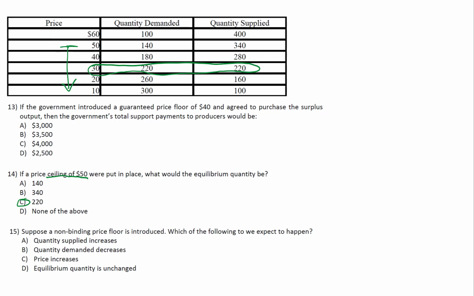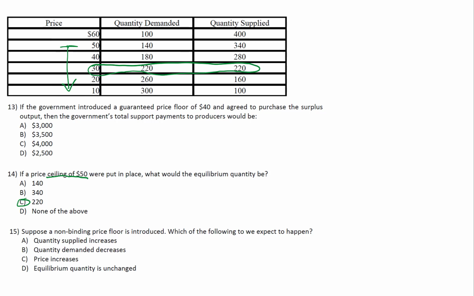Question 15 is similar. We have a non-binding price floor. Again, a non-binding price floor is a price floor that does not actually affect the price. Here, a non-binding price floor would be a floor that is below $30. So for example, if we had a $20 price floor that says you have to charge at least $20, well, our equilibrium price is 30, so that's a non-binding floor.